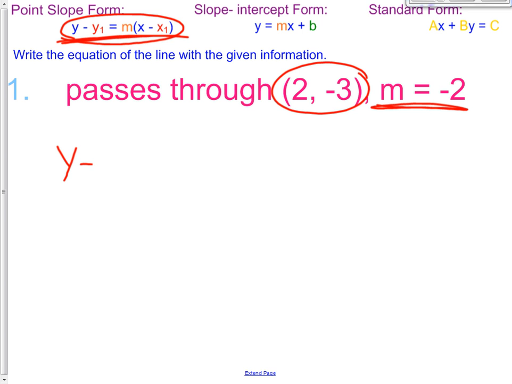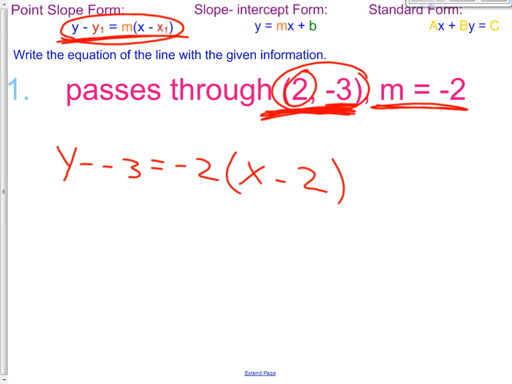Y minus the y coordinate. Here's the y coordinate. So it's y minus a negative 3. That equals our slope, which is given as a negative 2. Sorry about that, class. A negative 2 times the quantity x minus the x coordinate. And the x coordinate here is the number 2. You see how this is a specific ordered pair? So that goes in for x1 and y1. X and y represent every ordered pair, so we don't put any numbers in for those ones.